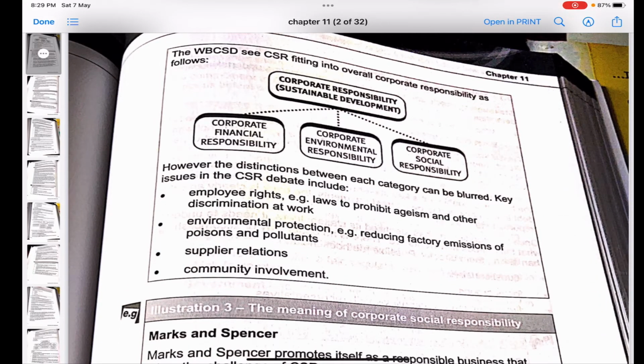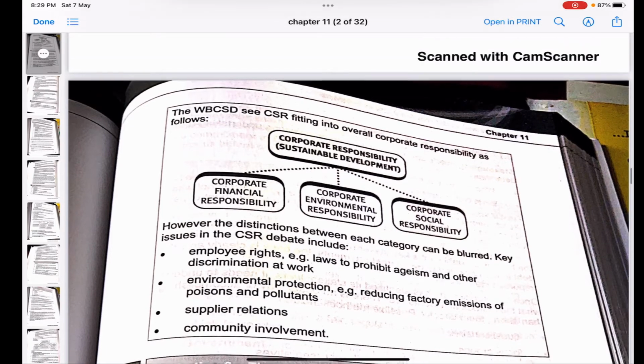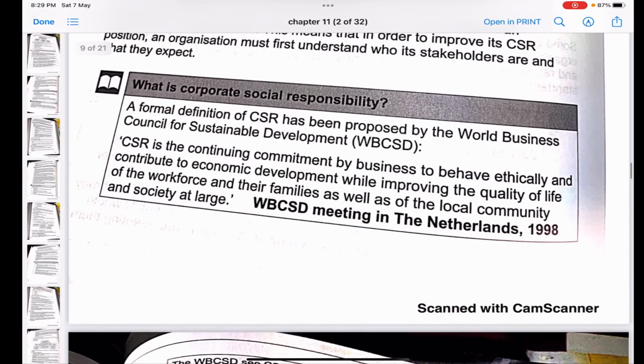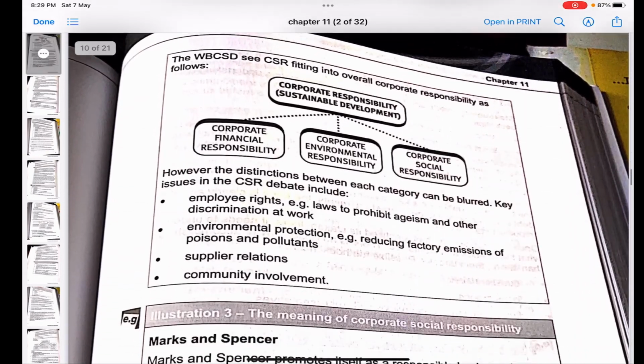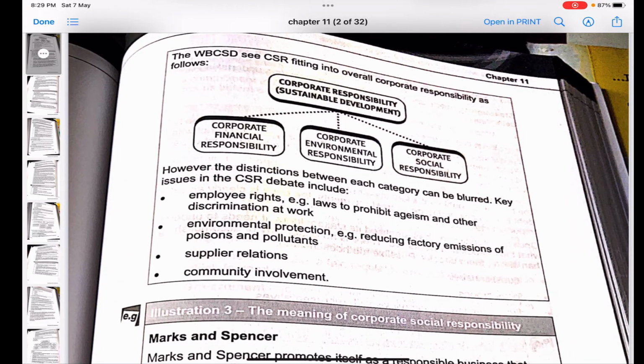The WBCSD, what was WBCSD again? The World Business Council for Sustainable Development. The WBCSD sees CSR fitting into overall corporate responsibility as follows: corporate financial responsibility, corporate environmental responsibility, corporate social responsibility. We need to look at the money we have, we need to take care of the environment around us, and the social responsibility must also be fulfilled. However, the distinctions between each category can be blurred.